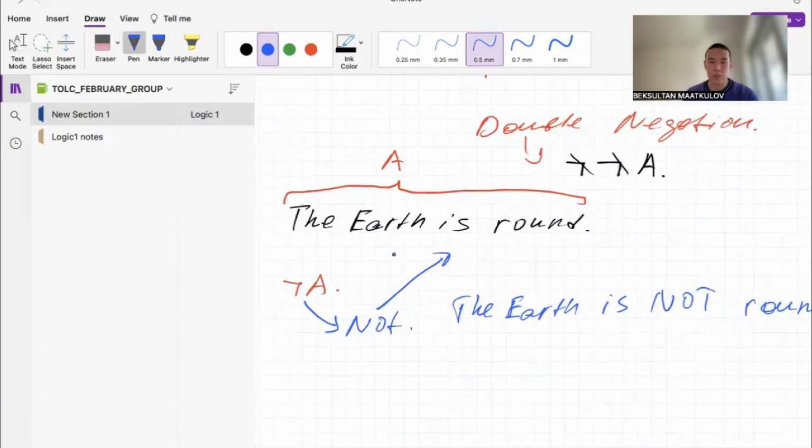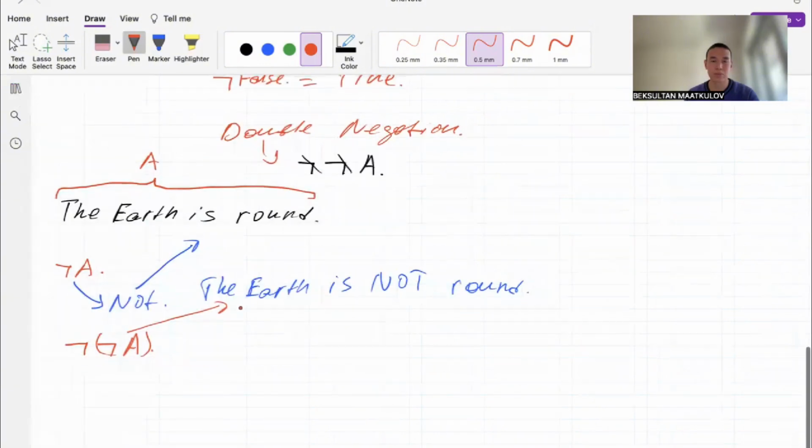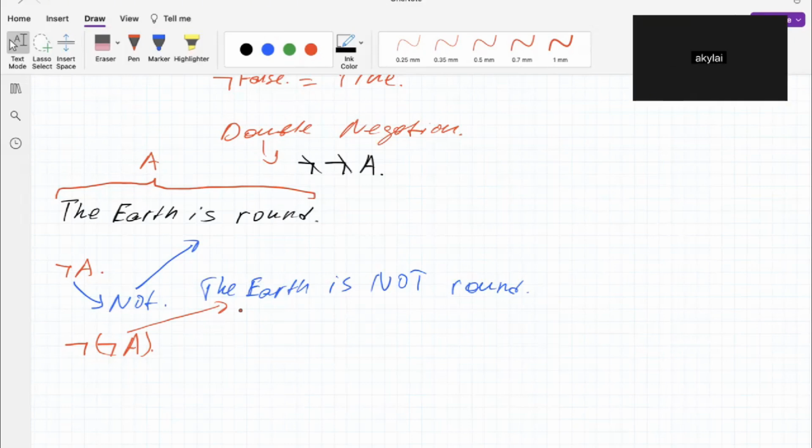And what if I tell you, how can you contribute another not? What will be not a? So if you know that our a is the earth is not round, how can you contribute the second negation? What do you think? The earth is round. The earth is round, true. Yeah, because two negations will cancel out, but before, to cancel them out, how can you contribute the second not? Will you write the earth is not round, or do you have a different option? The earth is not flat. False, that the earth is not round. Yeah, that's correct. Good.